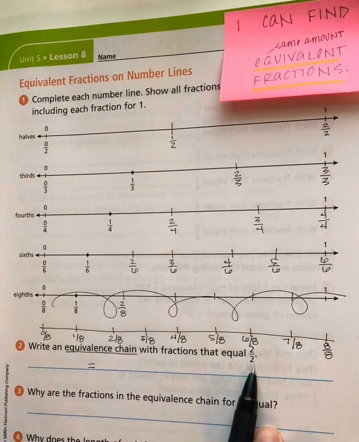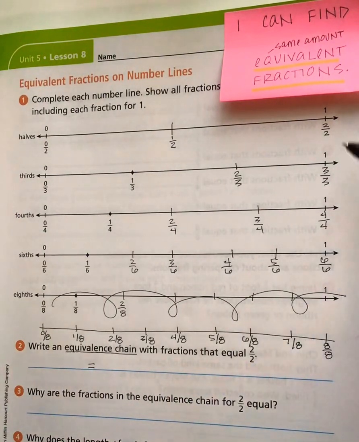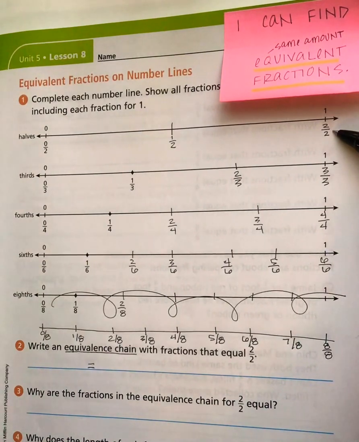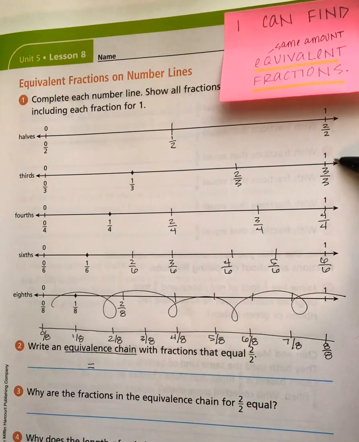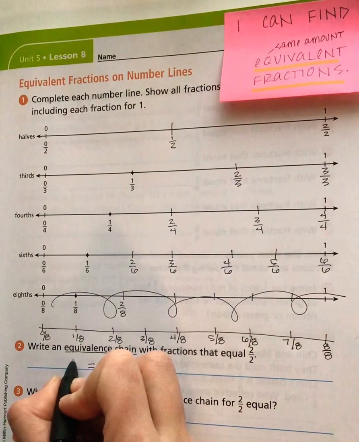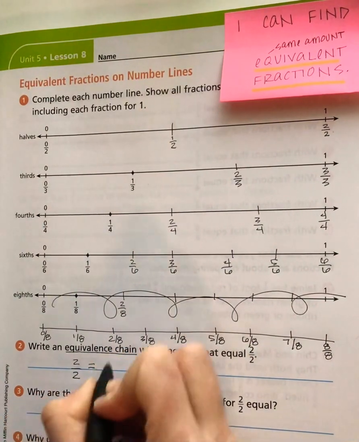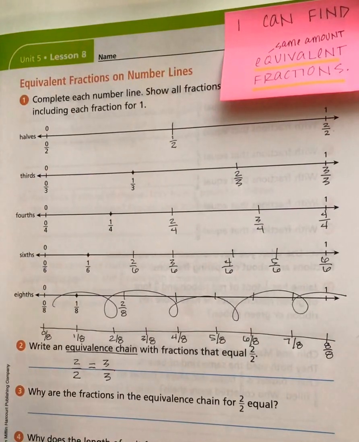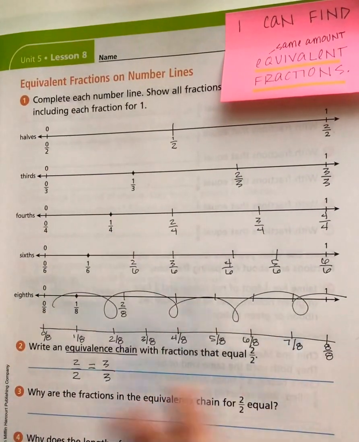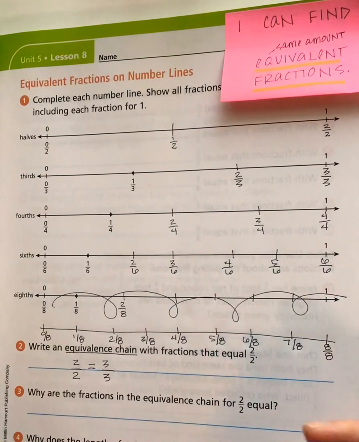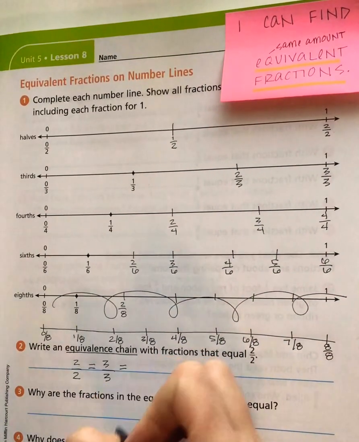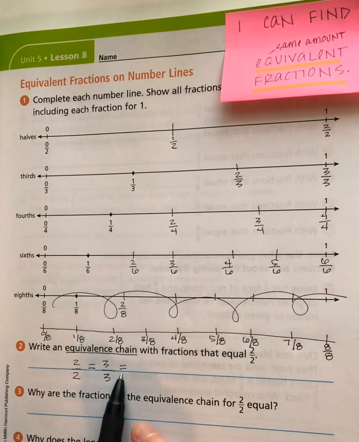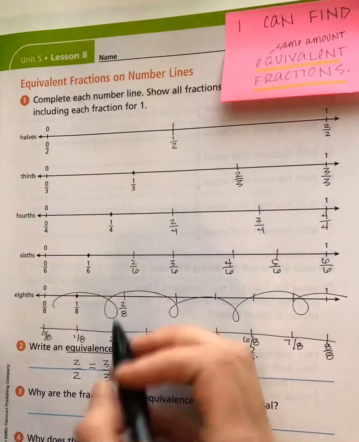So it wants me to show fractions that are equal to 2/2. So if I see that this is 2/2, I know that an equivalent one would be 3/3. So I know that 2/2 is equal to 3/3. So now I'm making a chain. So a chain keeps going, right? Think of like one of those paper chains that you hang in a classroom. So I'm going to do another equal sign because this is an equivalence chain. Equal is the mathematical notation that we use to show equivalence. So I know that 4/4 is equivalent.